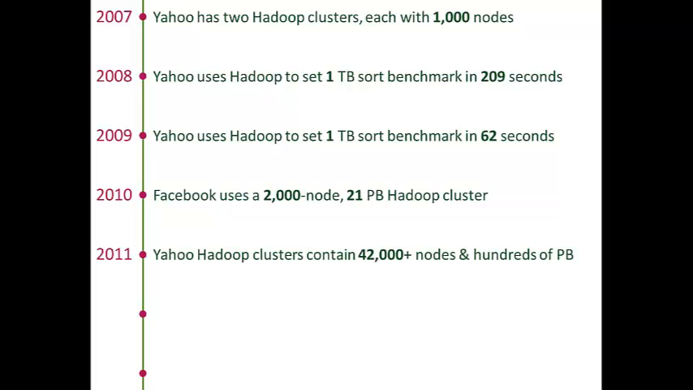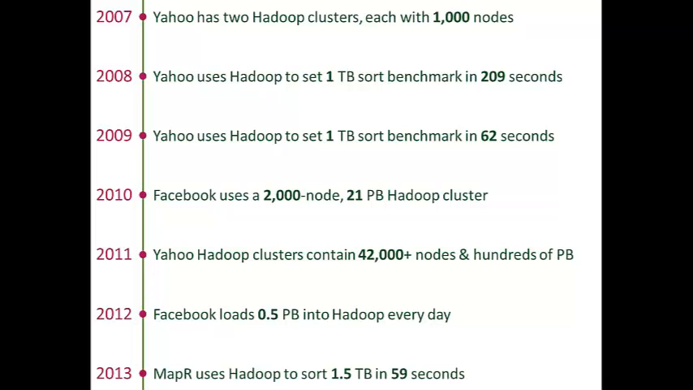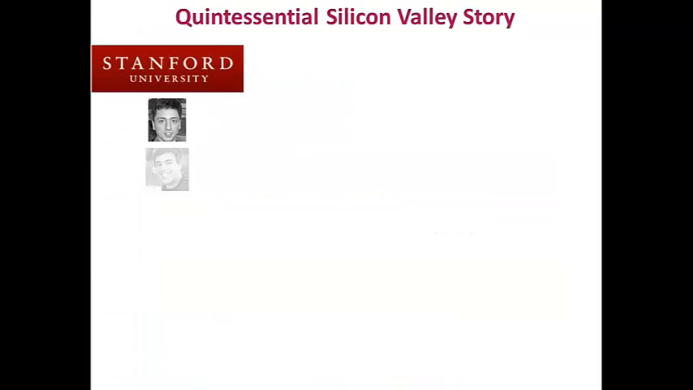By 2011, Yahoo had more than 42,000 nodes in several Hadoop clusters that contained hundreds of petabytes of data. By 2012, Facebook was loading a half a petabyte of data into their Hadoop clusters every day. In 2013, Hadoop vendor MapR used Hadoop to sort 1.5 terabytes of data in less than 1 minute. Hadoop is truly the quintessential Silicon Valley story.